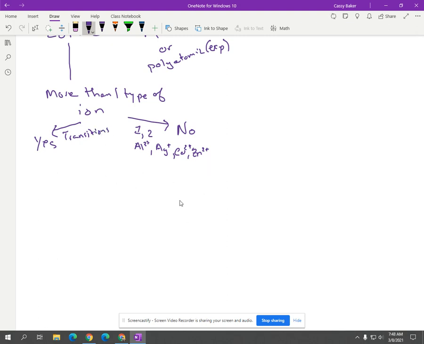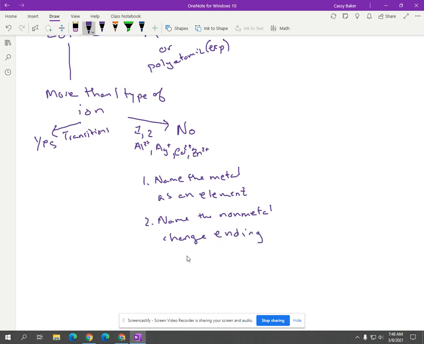So both of these are named very similarly. There's just one exception for the yes column. On the no side, you're going to name the metal as an element. So you just use whatever the element name is. So pretty easy there. Then you name the nonmetal. For the nonmetal, you change the ending of its name to IDE. So for example, if you have oxygen, oxygen becomes oxide. So nothing too crazy there.